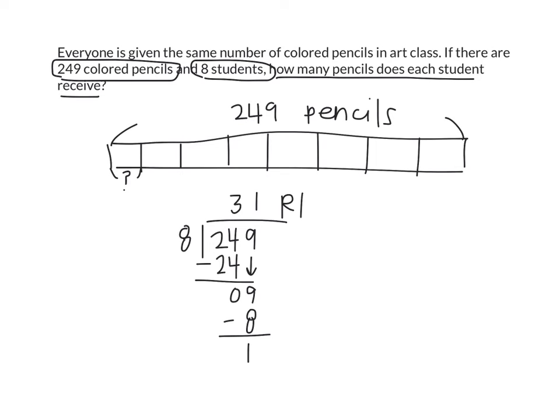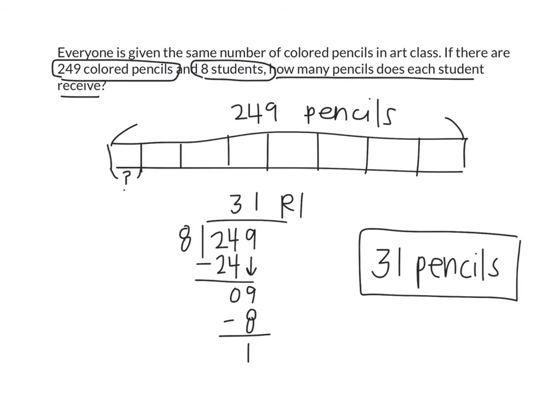Let's think about that remainder. What's the question asking us? How many colored pencils each person can get? If there's 1 pencil left over, do we break the pencil up and give everyone a little bit of it? So how many colored pencils can each person get? 31 pencils. So what happened to the remainder? We just ignore it because it's just an extra.